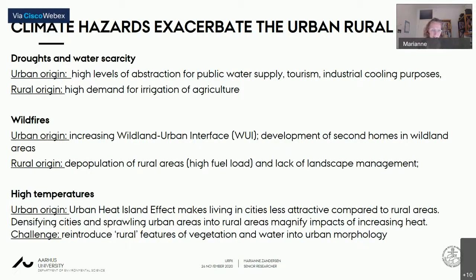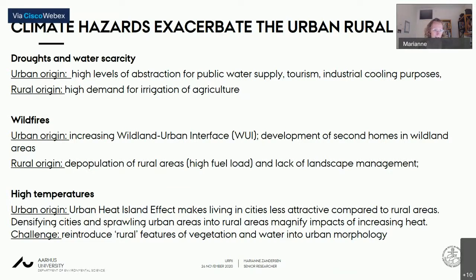In terms of droughts and water scarcity, another very important part, especially in the southern parts of Europe, but not uniquely, it's the high levels of abstraction for public water supply, tourism, industrial cooling purposes. And from the rural side, it's really a high demand for irrigation of agriculture that is governed in many different ways. But even in the southern parts of Europe, the demand of cities kind of overrules the demand from agriculture, but the demand from agriculture is at the same time very high.